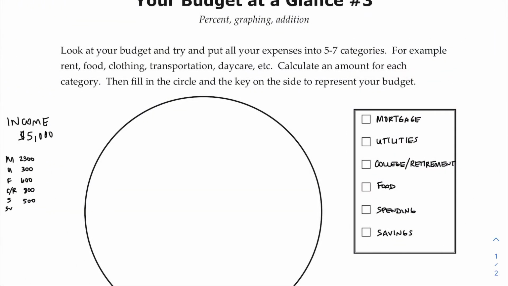All right, so here we are with lesson 3, your budget at a glance. Again, we're going to practice these percents, graphing, and some small addition here. So we're going to use some of Mr. Warner's statistics here for this one.